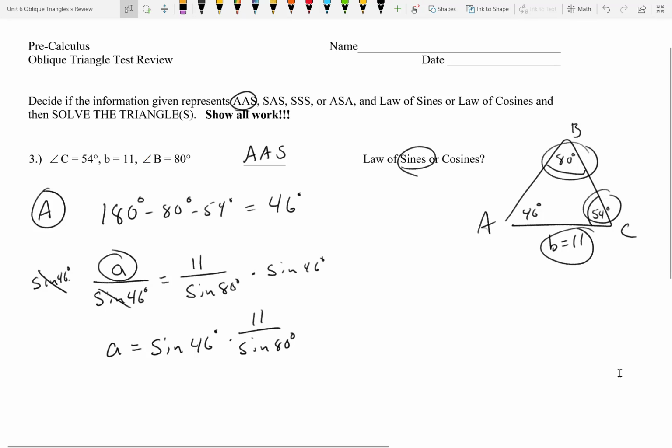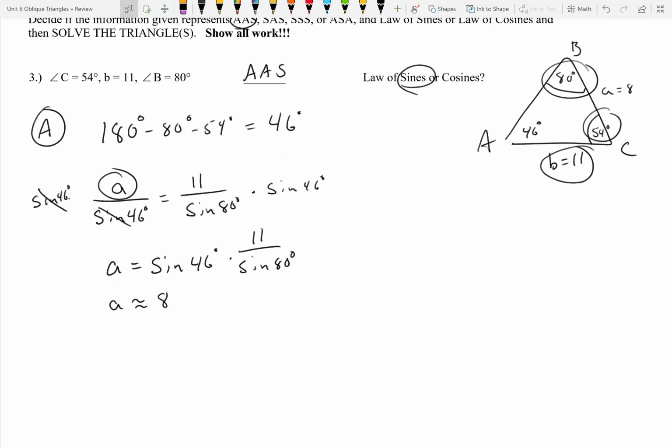We'll plug that into our calculator. And we get A is approximately, and again I'm going to round to the nearest tenth here, and in this case the tenths digit is a 0, so we end up with A equals approximately 8. I'll go ahead and add that to my triangle. A equals 8. We'll do the same thing for side C.